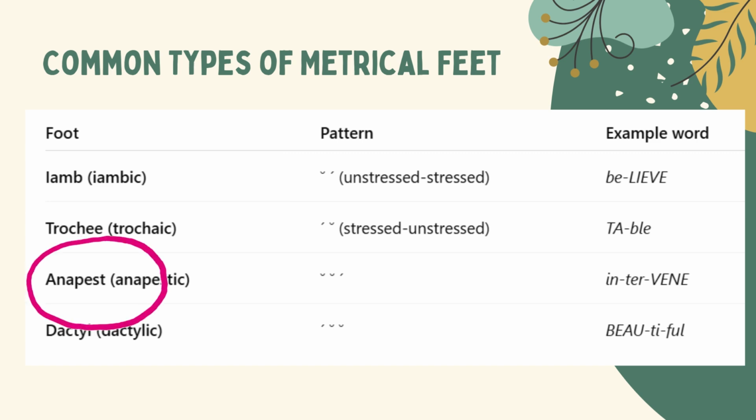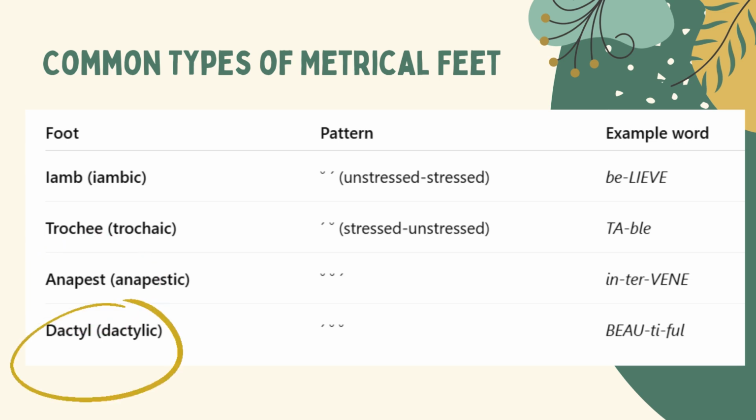Another metrical foot is called anapest. It consists of two unstressed syllables followed by one stressed syllable. For example, in the word intervene, stress is on the third syllable, intervene. We also have dactyl. It is a poetic rhythm where each metrical foot consists of one stressed syllable, followed by two unstressed syllables. For example, beautiful, we put the stress in the first syllable, beautiful.